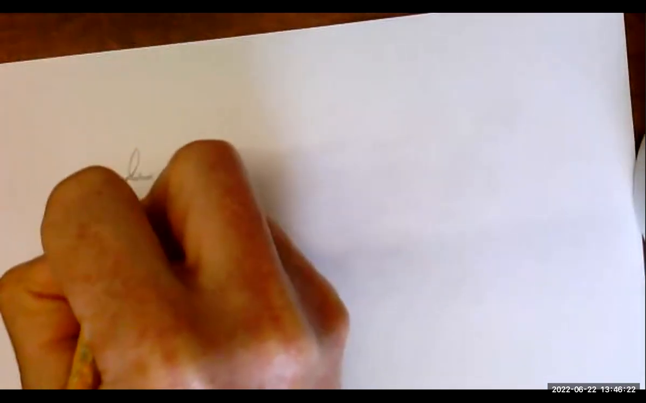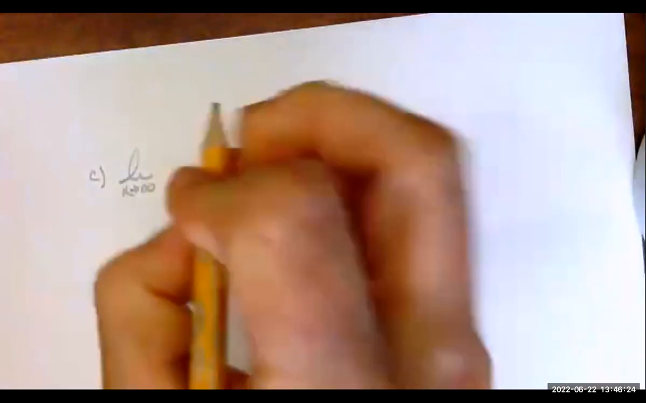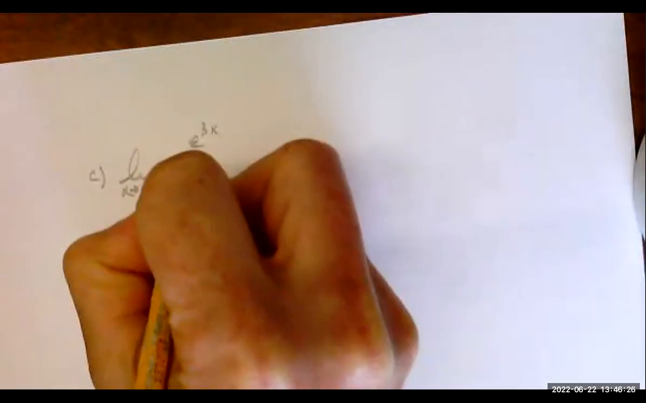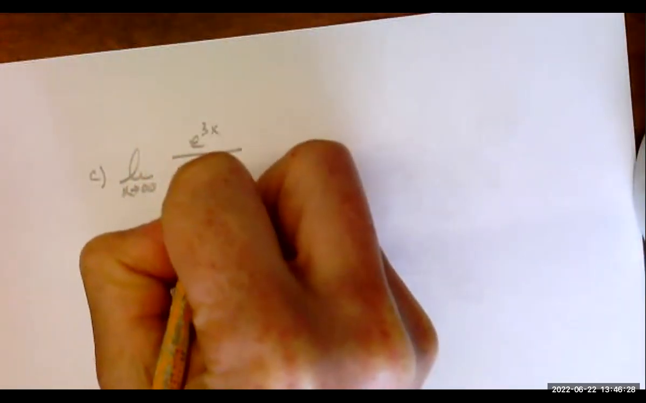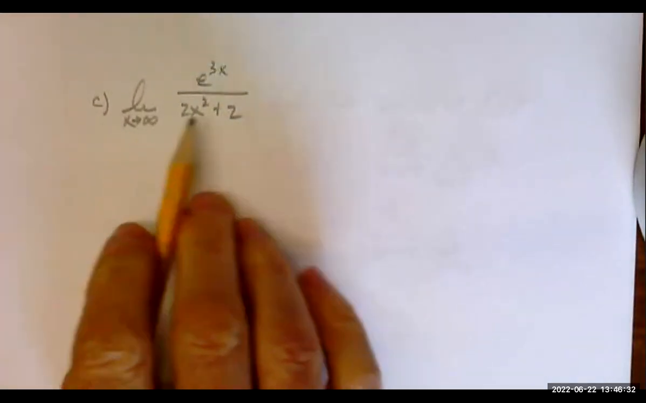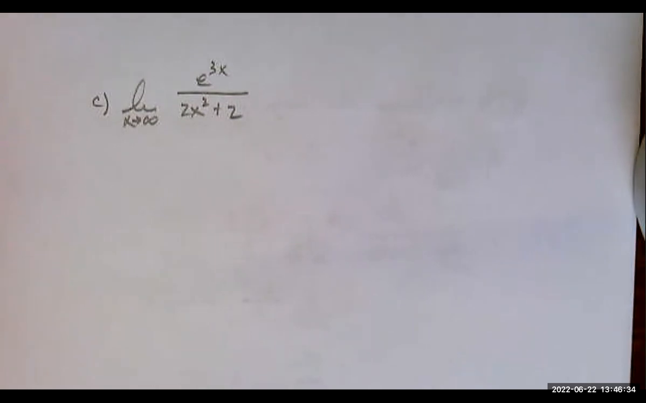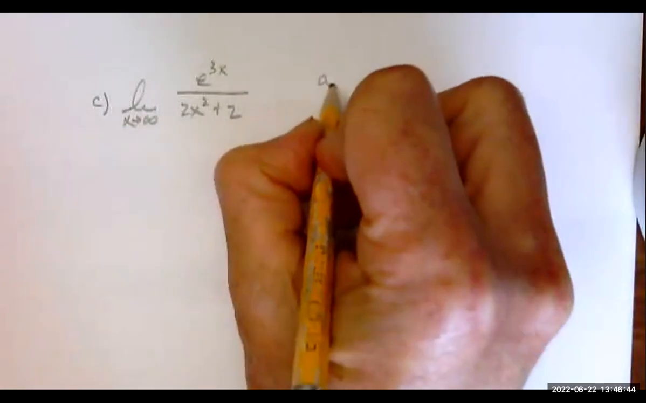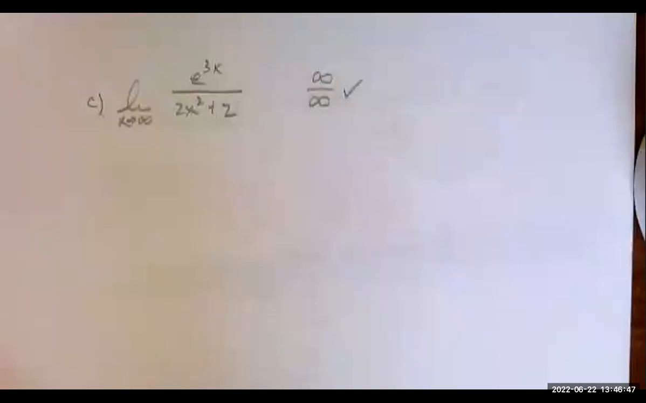How about part C? Limit as x approaches infinity, e to the 3x, changing it just slightly. Back to the limit to infinity. But now let's make it an x squared, e to the 3x over 2x squared plus 2. Okay, first step, check if it's indeterminate. Yep, here it would be infinity over infinity, check.